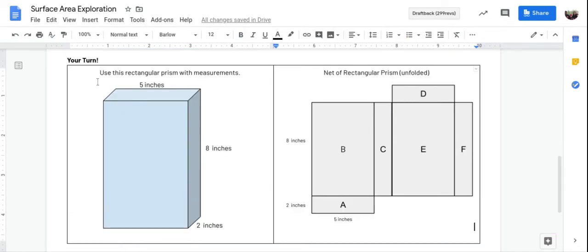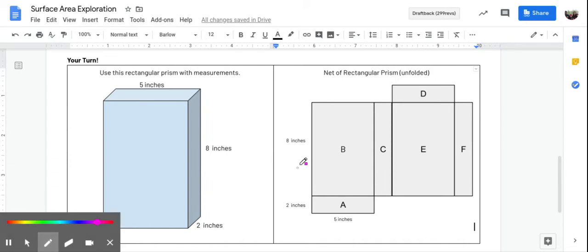Okay, now it is your turn. I have a new rectangular prism here with dimensions of 5 inches as my length, 8 inches as my height, and 2 inches as my width. I have it unfolded here, okay? So you need to grab a piece of paper, and I want you to sketch out this net. And as I did earlier, I want you to label each of the sides.